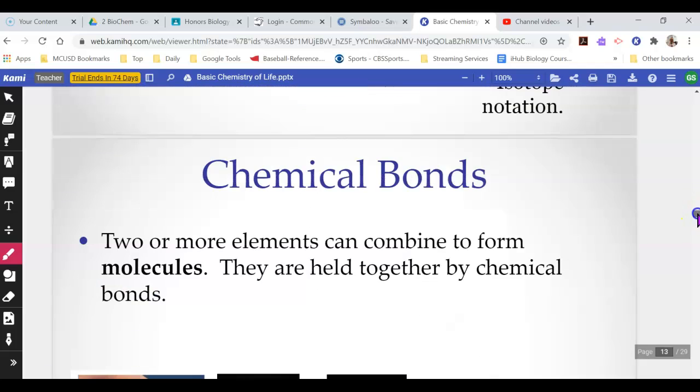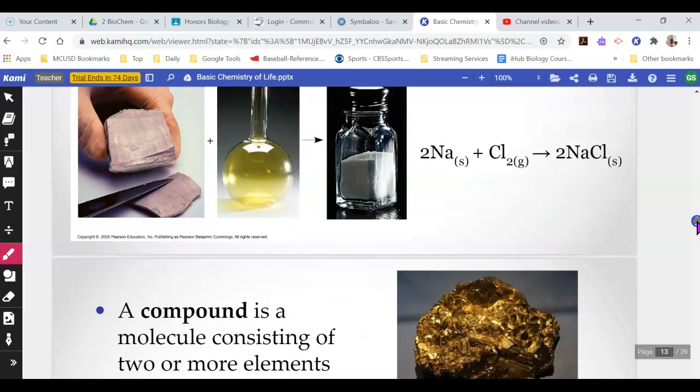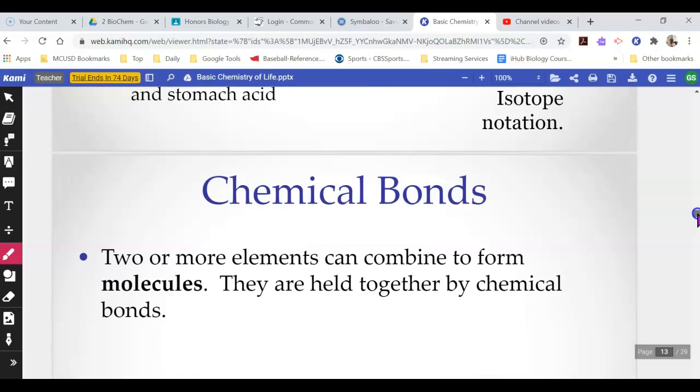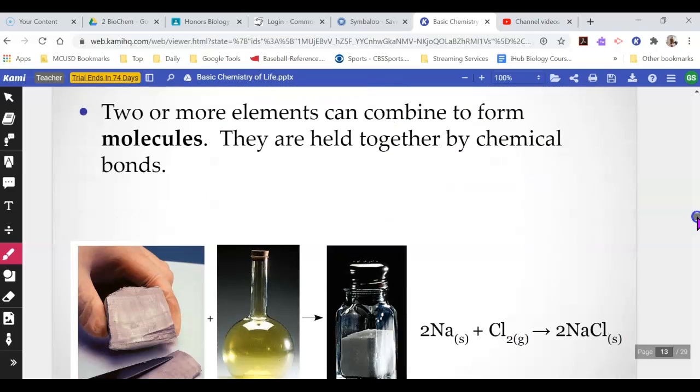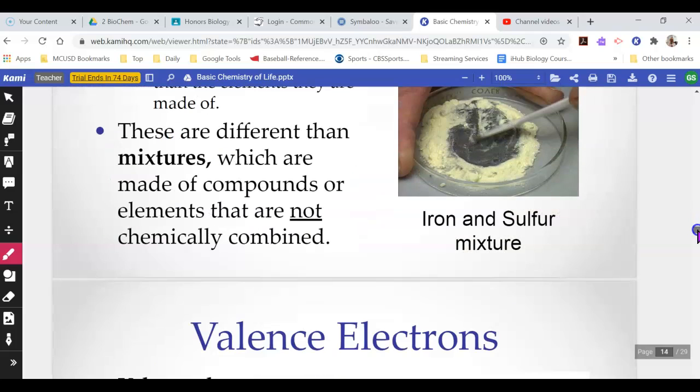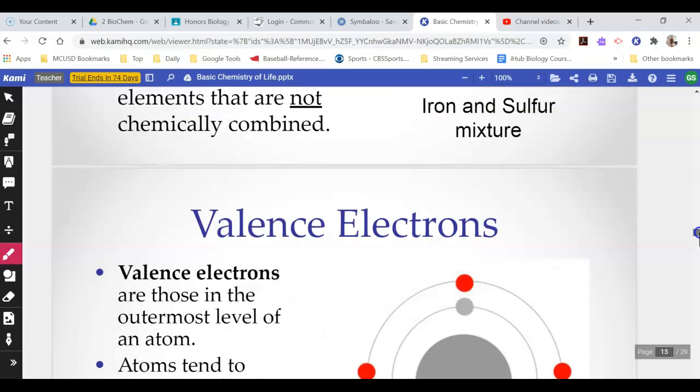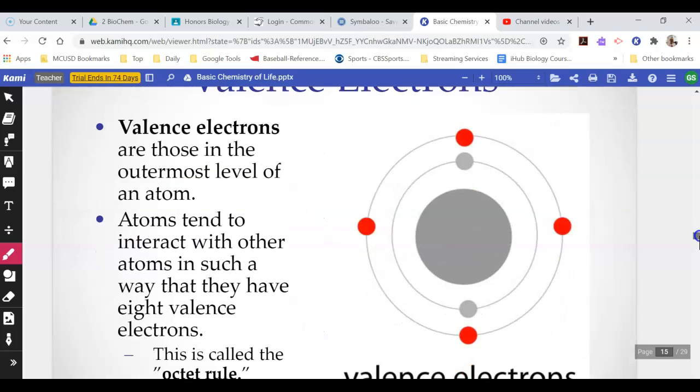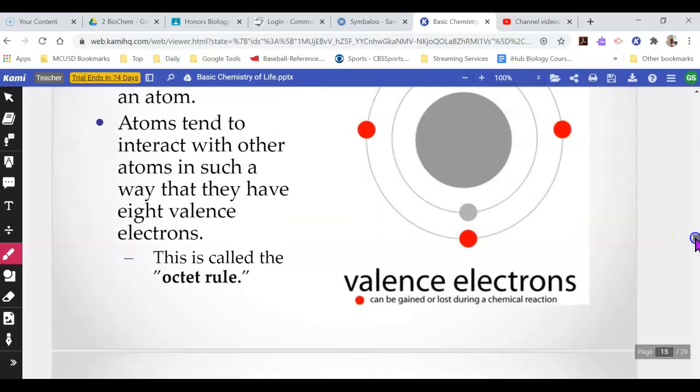A couple of slides on bonds. So again, we're not going to be working too much, but we want to know some of this terminology. So I would pay attention to the bolded words and looking at their definition. And again, these are the valence electrons. The big thing here is to realize these are your outer electrons. These are going to be the ones that interact with other atoms.